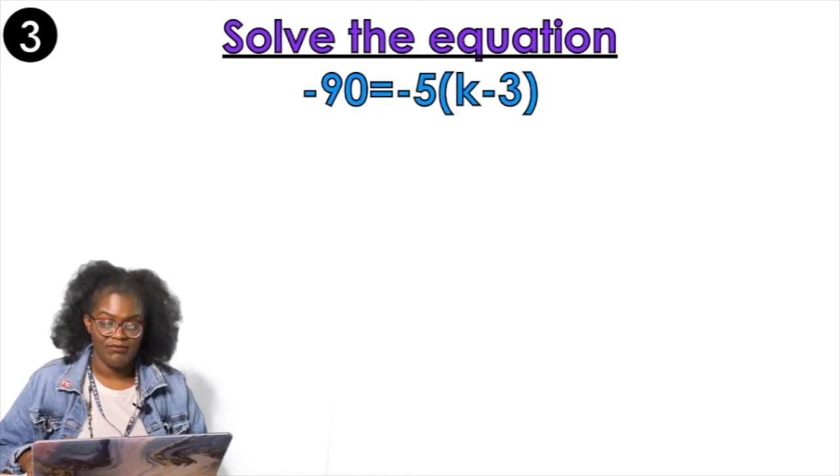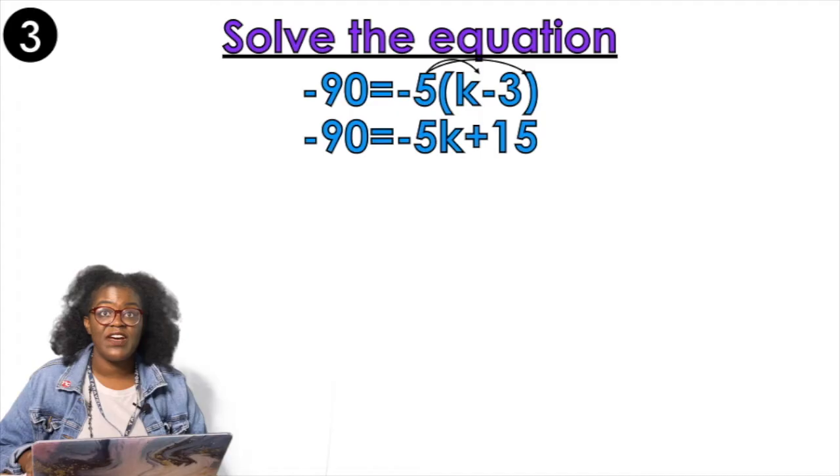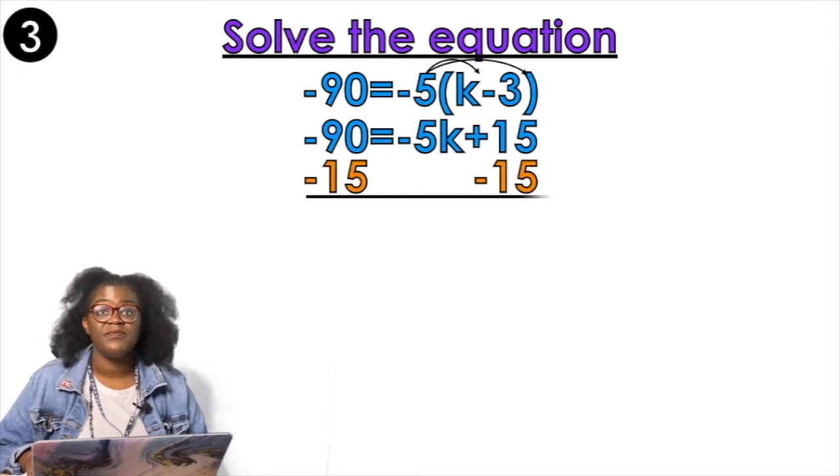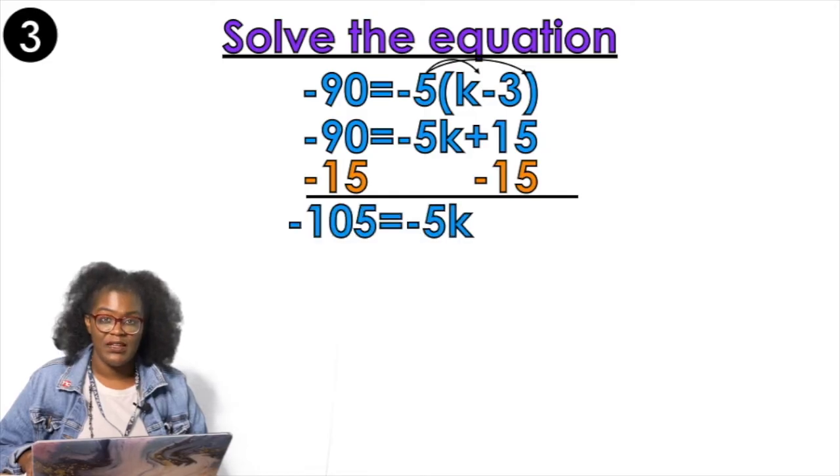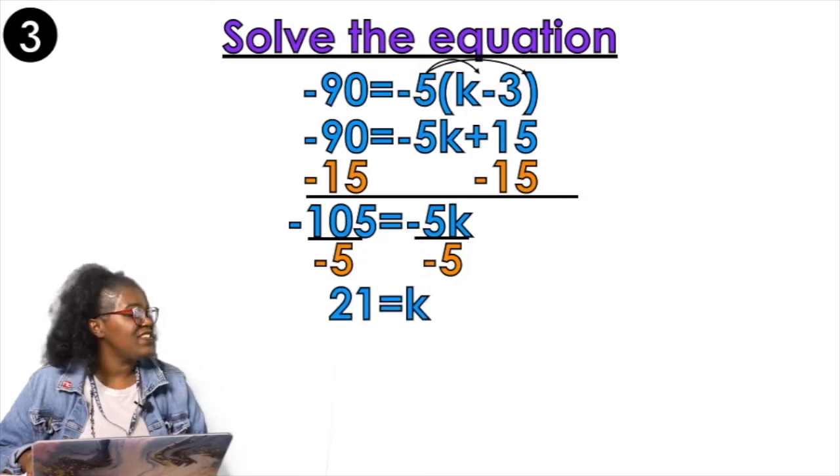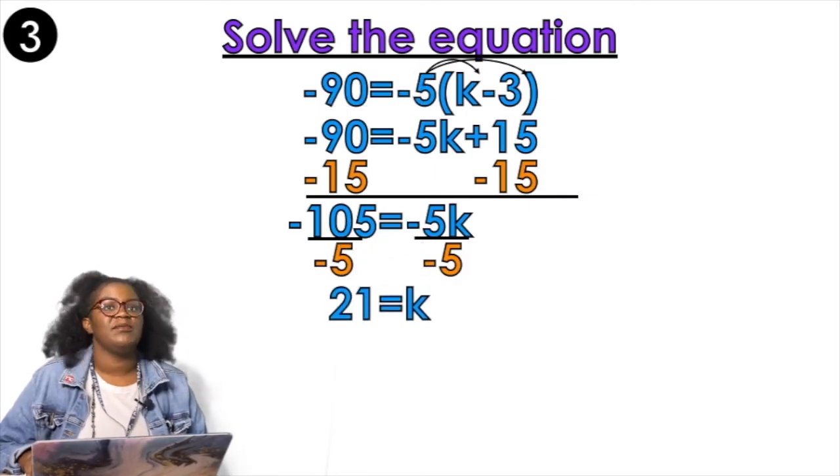Okay. Still distributing the negative 5. Negative 5 times k is negative 5k. Negative 5 times negative 3 is positive 15. Get rid of the constant, not the 90, but the 15. So negative 105 equals negative 5k. Get rid of the coefficient. Divide by negative 5, divide by negative 5. Positive, because negative divided by negative is a positive 21k.